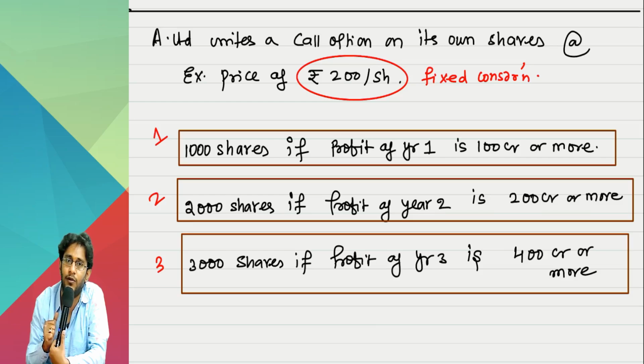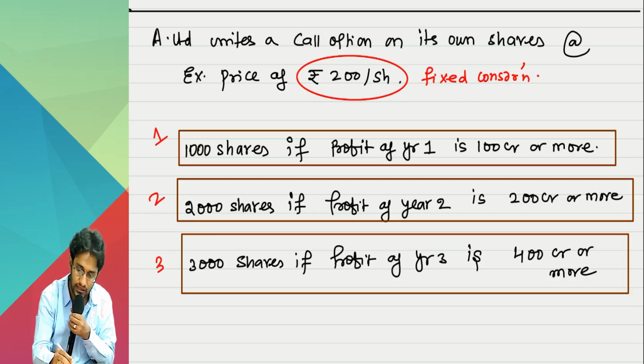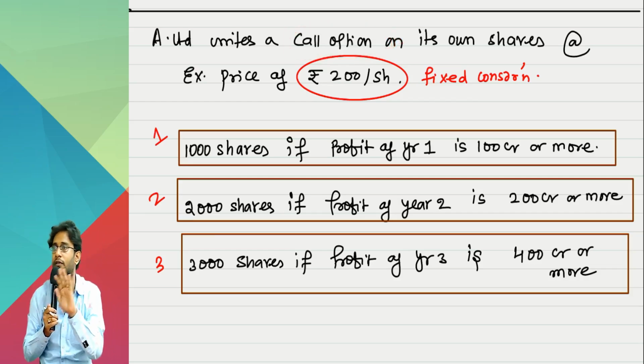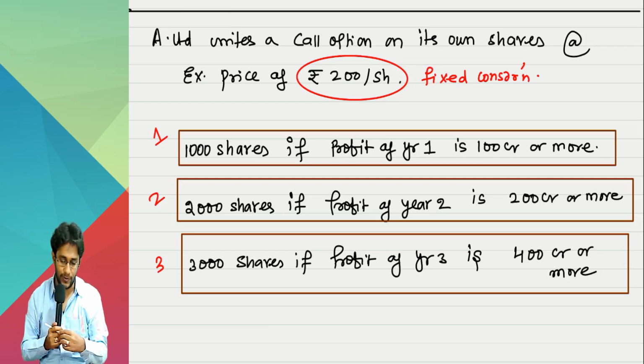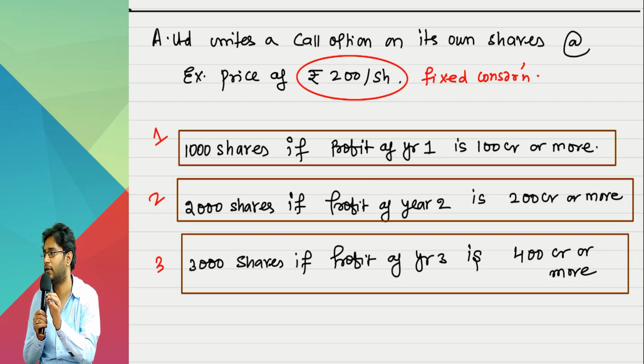When will I do the accounting for shares? Whenever shares are issued, then I will do. If at all accounting has to be done, it is done for this option, not for the shares. You may ask me, sir, ultimately shares will not be issued, so why are you accounting? I am not accounting for the share. I am accounting for the option.